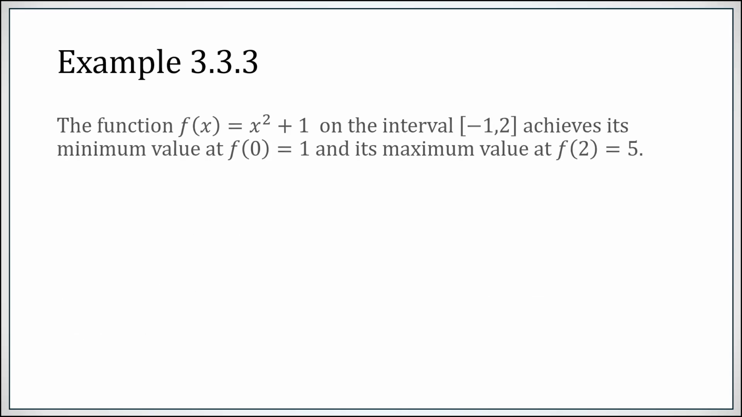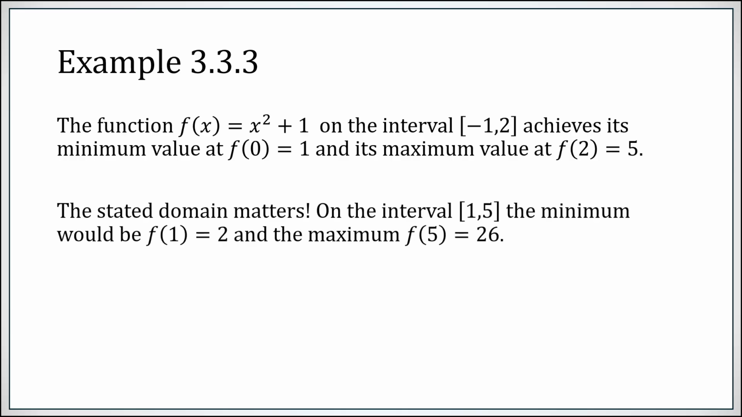Let's take a look at the following example. x squared plus 1 on the interval from -1 to 2, including its endpoints. It has a minimum at f of 0 equals 1 and a maximum at f of 2 equals 5. You can simply look at the function and see what it's doing. But the domain matters a whole lot. On the interval from 1 to 5, a different interval, the minimum is at f of 1 and the maximum is at f of 5. If you change what interval you're looking at, of course the minimum and maximum can change. Specifically, this maximum of f of 2 equals 5 is inside the domain of the next interval we looked at, but it's not where the maximum occurs.